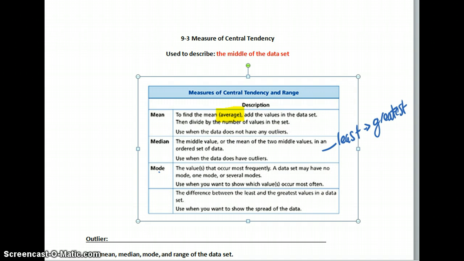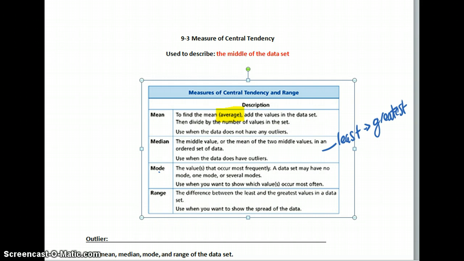The mode is the most occurring. So once you've ordered them least to greatest, you just see which number occurred the most often. If two numbers occur the same number of times, then you will list them both as the mode.